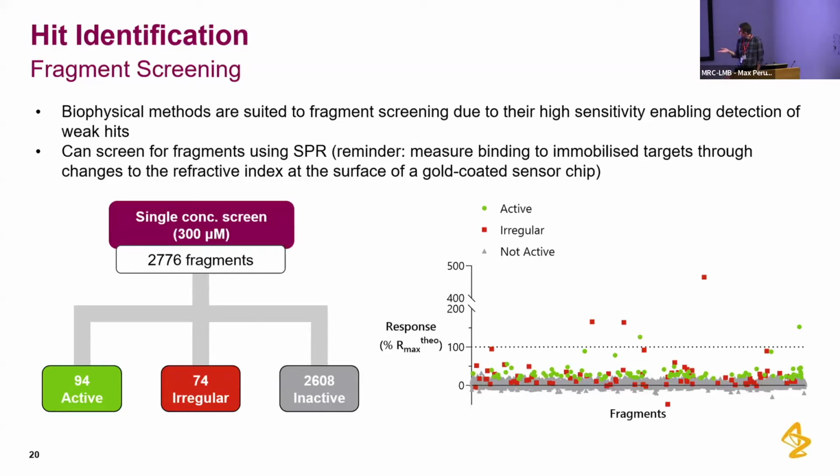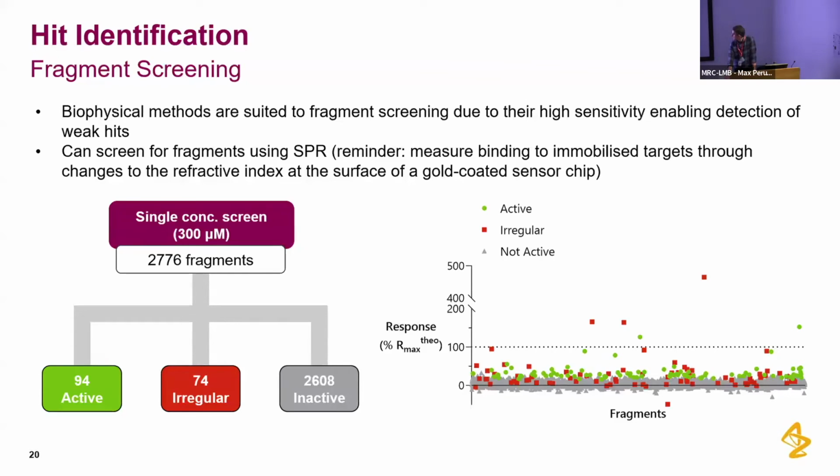But this was a particularly good fragment screen. We didn't have that many bad actors, which I've called irregular in red. There were 94 actives in this case, which we defined as ones that were significantly different to the median response of all the rest. So this is a nice place to be because it allows us to do follow-up of the compounds relatively straightforwardly.